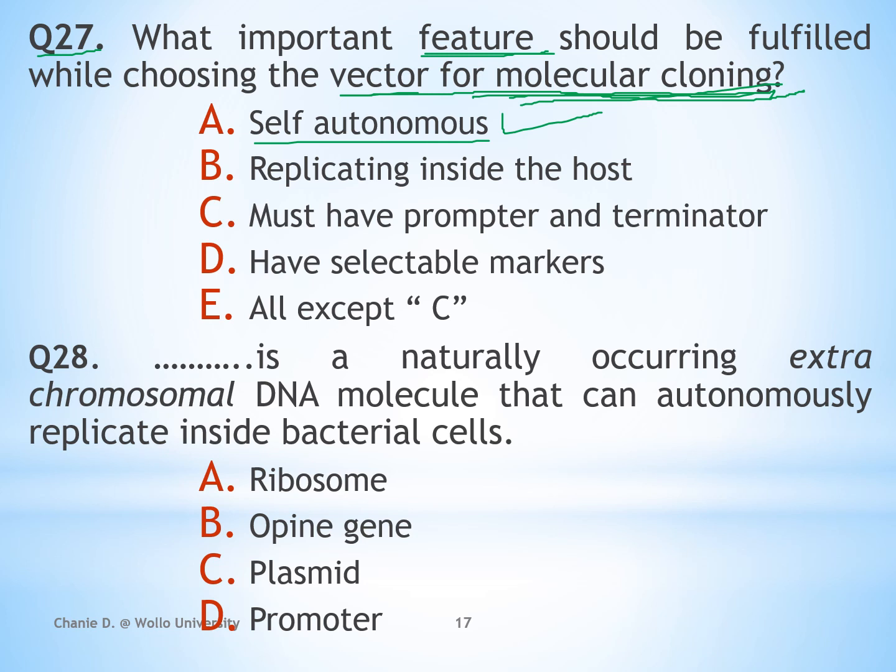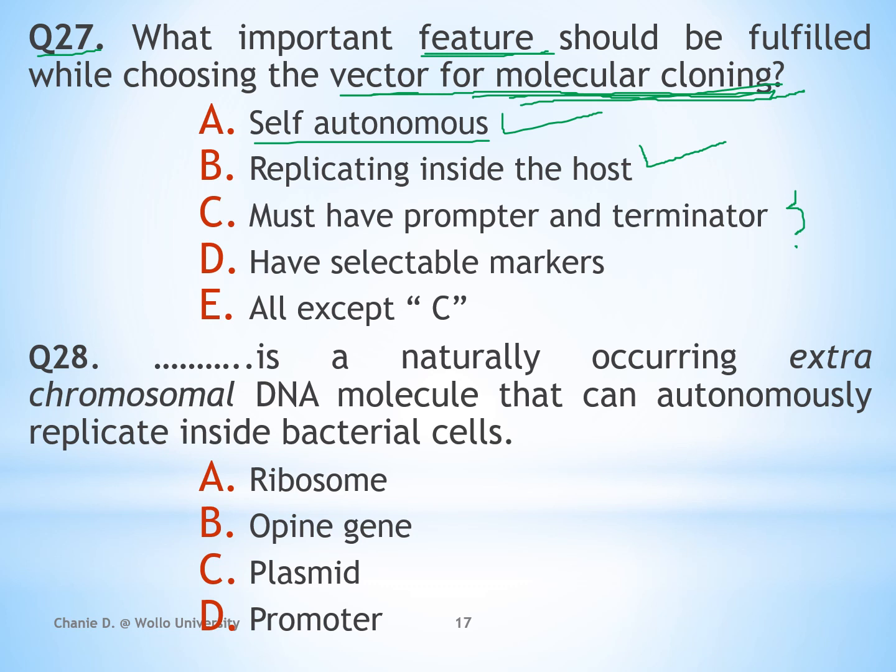Replicating inside the host, it should replicate itself to amplify that gene of interest again. So B is also correct. C, must have promoter and terminator. This is not much of a feature for molecular cloning vectors or cloning vectors. So this may not be the answer. For the time being, we suspend this one. C, D have selectable markers.